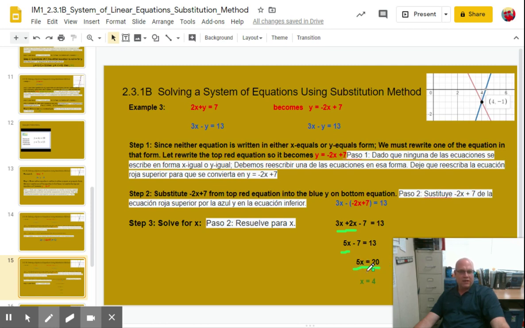And then what did I do? I divided both sides by 5. And so I got 1x equals 4. But we know we're not done. No. That's not what we're trying to find. We're trying to find a point of intersection. So we need x and y. So what's going to be our next step?